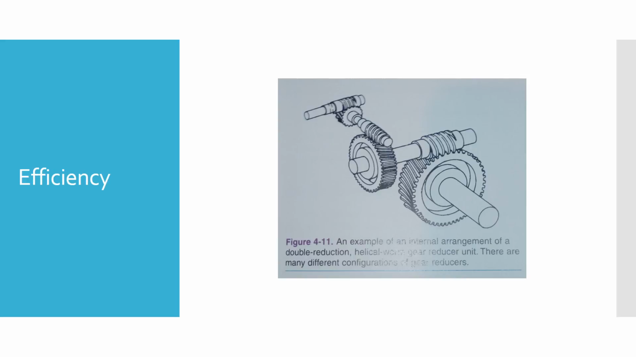Summary reading. Work is equal to force times distance. Power is the time rate of doing work. Mechanical power is measured in horsepower. Electrical power is measured in watts. 1 horsepower is equal to 746 watts. Again, 1 horsepower is equal to 746 watts.